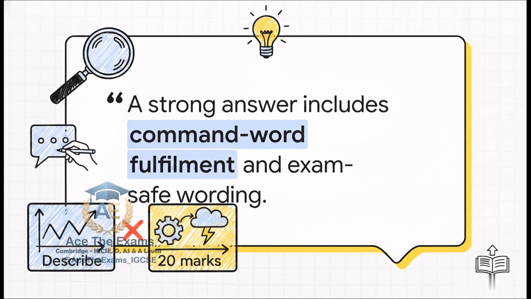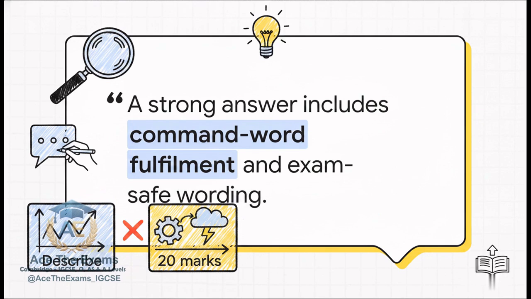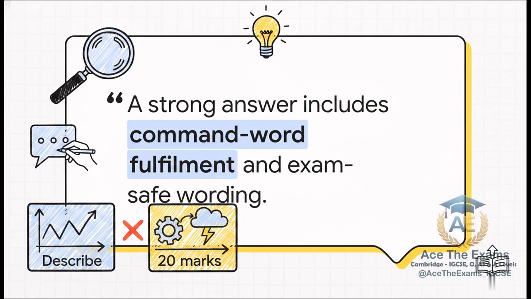If the examiner asks you to describe the data, you just state the trend. But if they ask you to explain the data, you have to give the underlying physics reason like air resistance or reaction time. Answering an explain question with a describe response? Zero marks, no matter how scientifically true your statement is.